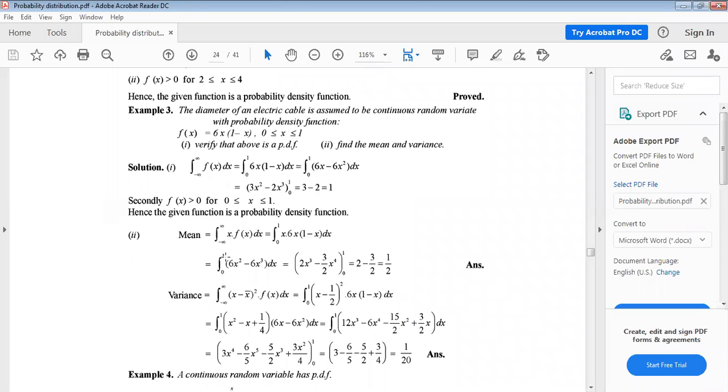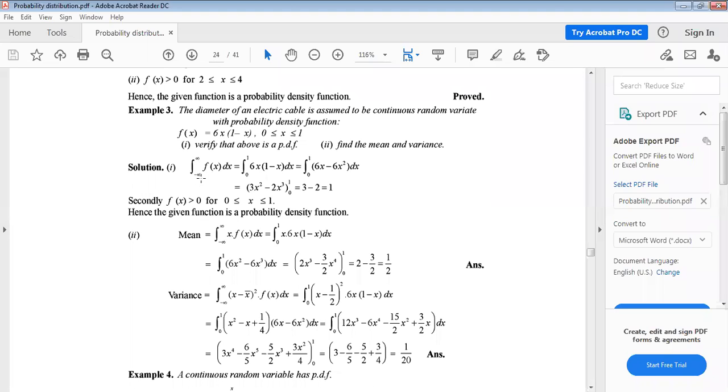Now another example: the diameter of an electric cable is assumed to be a continuous random variable with the probability density function f of x as this, where x lies between 0 and 1. Number one, verify the above is a probability density function. That means we have to prove this is a probability density function like the previous example.